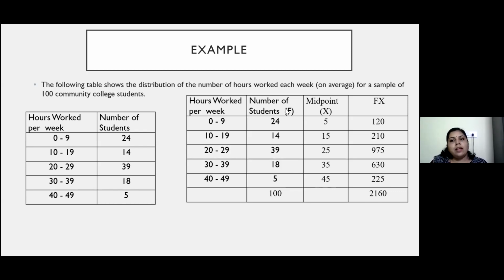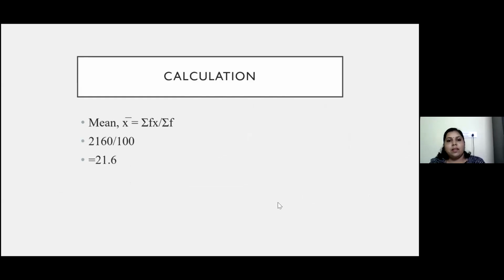Now, the formula for the grouped data mean calculation, I shall tell you. The mean x bar is equal to sigma fx divided by sigma f. What is sigma fx? We have found out the sum of fx. 2160 is the answer, divided by what was sigma f? 100. So the answer is 21.6.